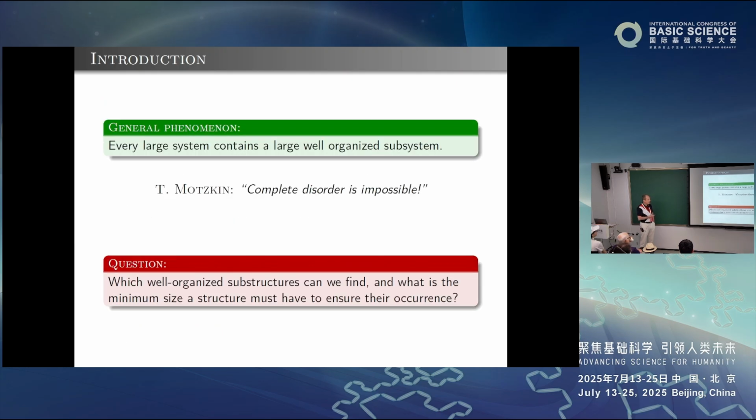Now, once the phenomenon is established, the next natural question is to ask which well-organized substructures we can find, and obviously how large the original system should be to contain such well-organized substructures. So this is a very central theme in the area which I'm doing, extremal and probabilistic combinatorics, and today I want to show you this phenomenon on the example of restricted subgraphs of edge-colored graphs. Okay?